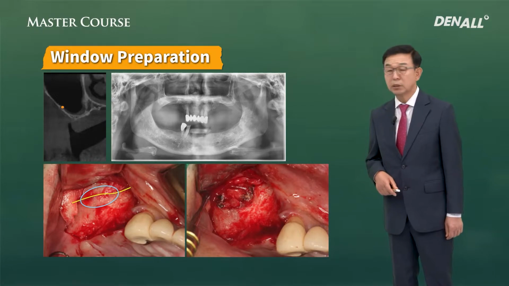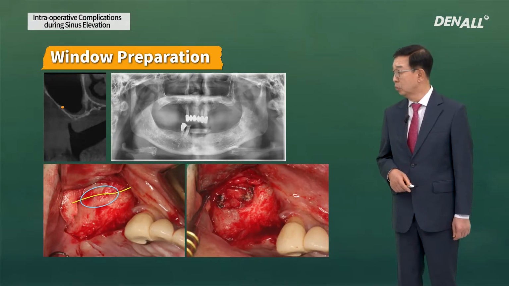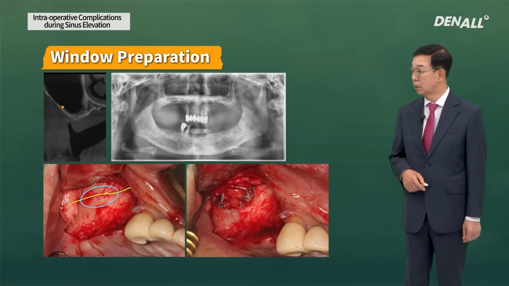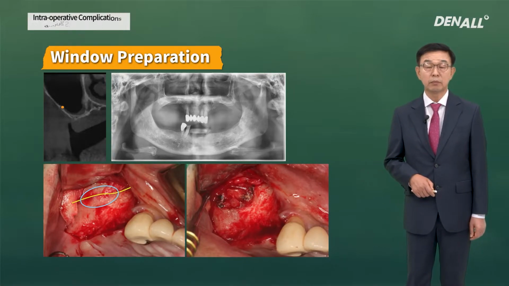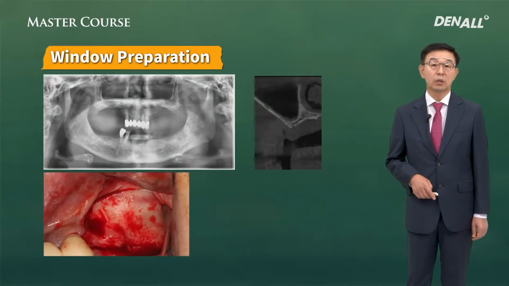If you assume that there's going to be bleeding during the window approach, then you'd be much less caught off guard. The easiest way to do it is to do electrocauterization using Bovie. This is the way I do it.